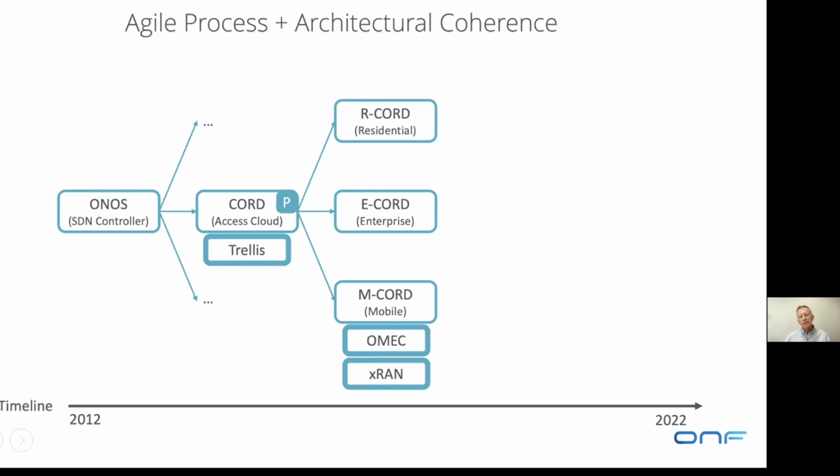And finally, we got to the point that we got traction with the operators in a way that they said, we're now ready to start trialing this and potentially deploying it. And that happened first with R-CORD. And the system got rebranded a little bit. It's SDN-Enabled Broadband Access, SEBA. So it's the broadband case, it's the R-CORD use case.